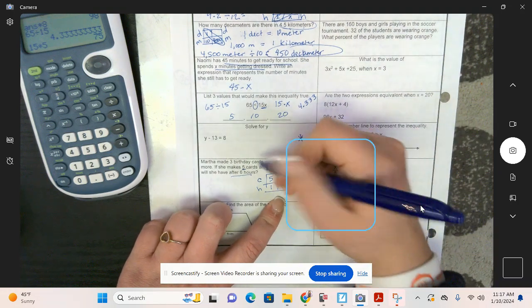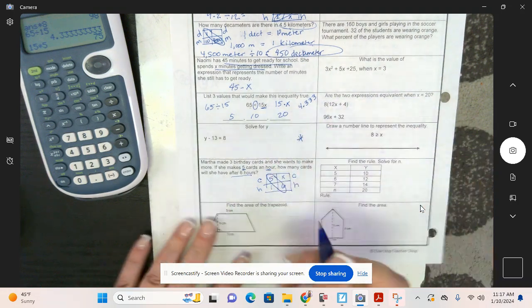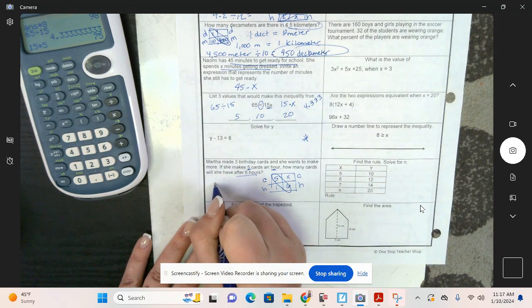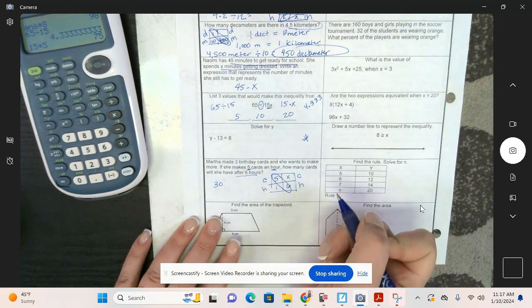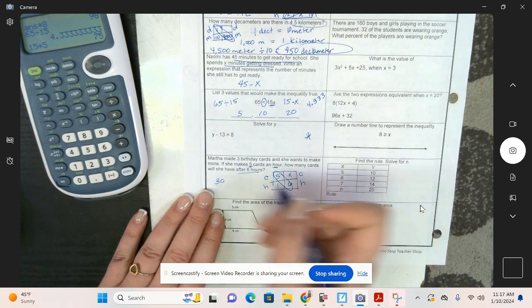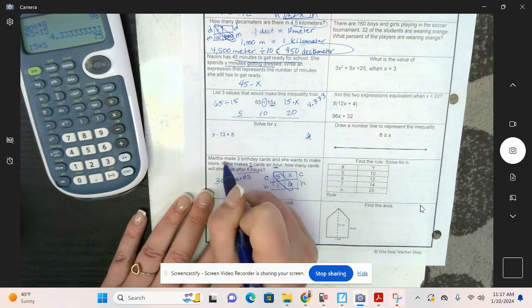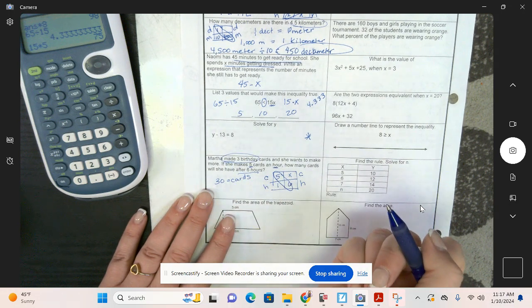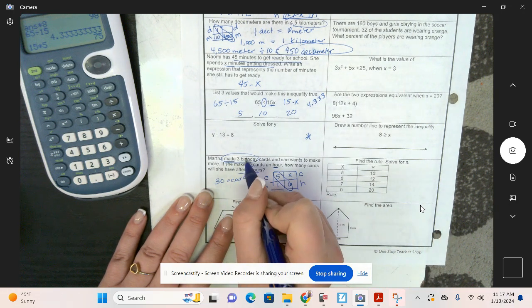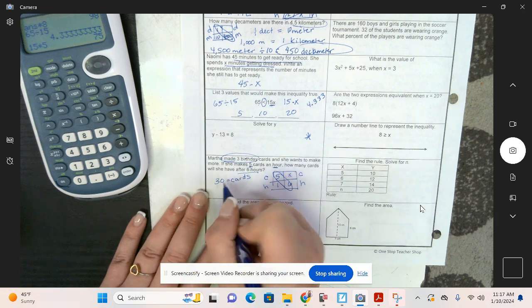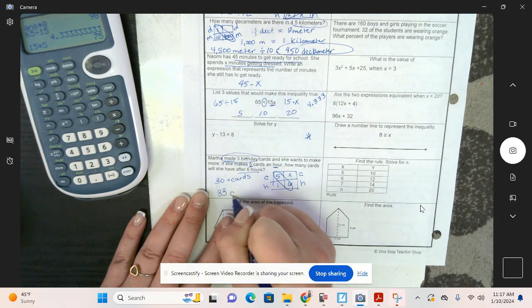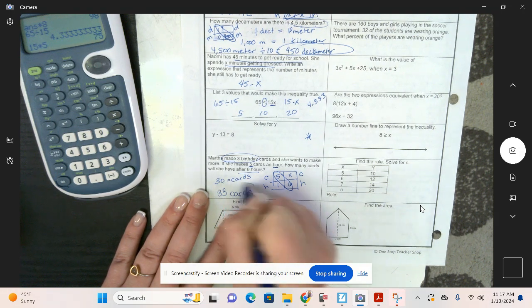We can solve for x by cross multiplying and dividing. 5 times 6 is 30, and 30 divided by 1 is just 30. So she can make 30 cards. Well, she's already made 3 birthday cards, so 3 plus the 30 means she has 33 cards after 6 hours.